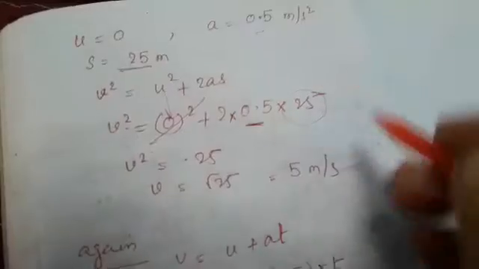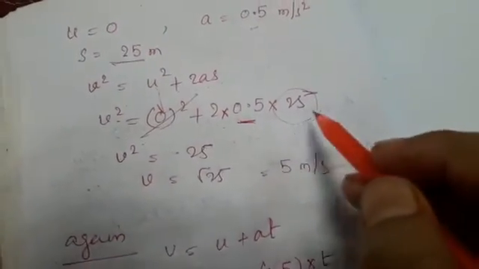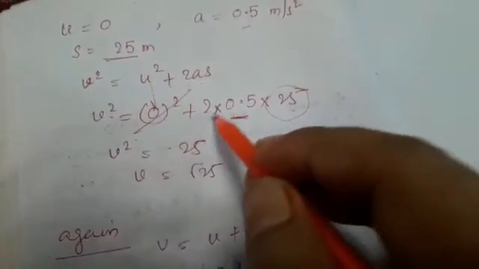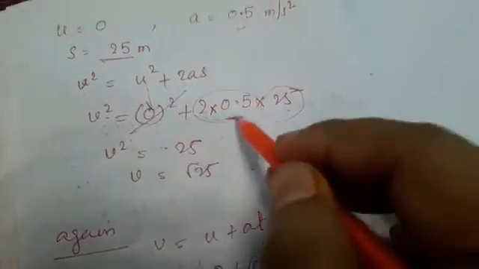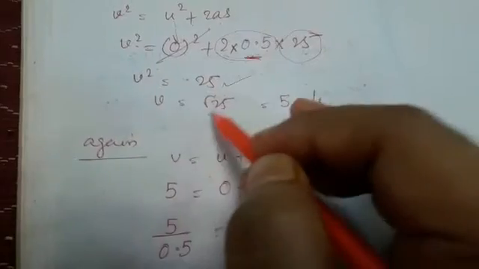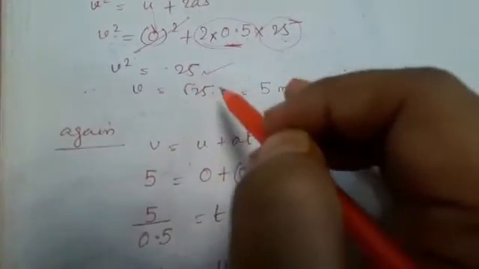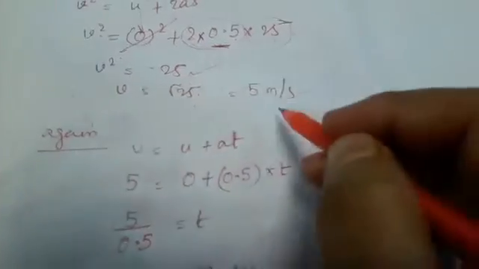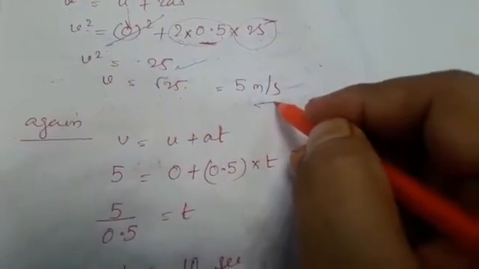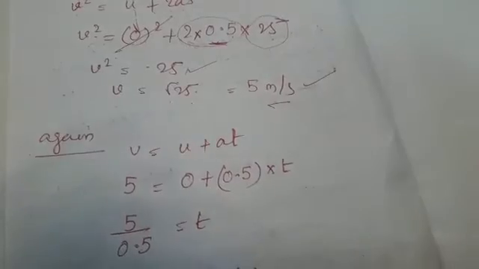So this term will get cancelled, 0 square. So you will get 25 into 0.5 into 2, that is 0.5 into 2, that is 1, into 25 will be 25. So v square equal to 25, so v will be root under 25, right? To get rid of this square, we have to do root on both sides, root 25. You are getting 5 meter per second. So we have got our first answer, v equal to 5 meter per second.